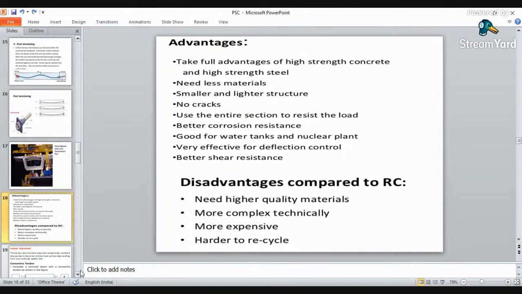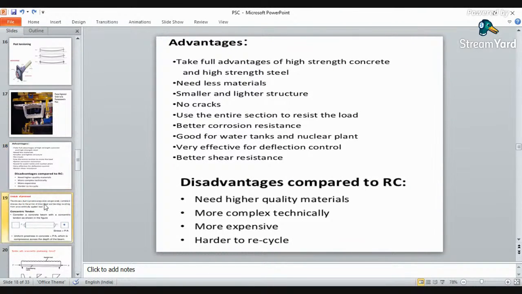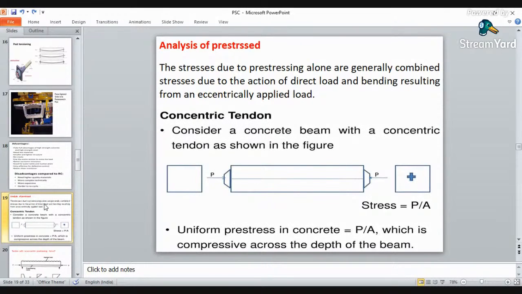We have seen the advantages and disadvantages. So now we will move to the analysis part.